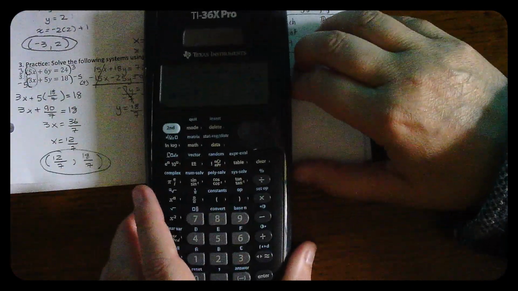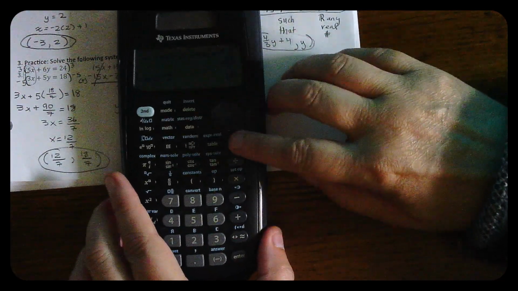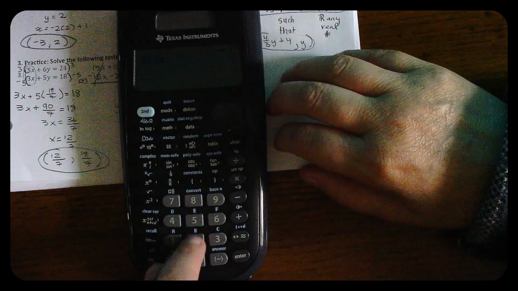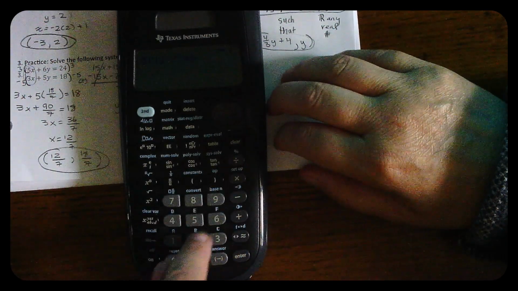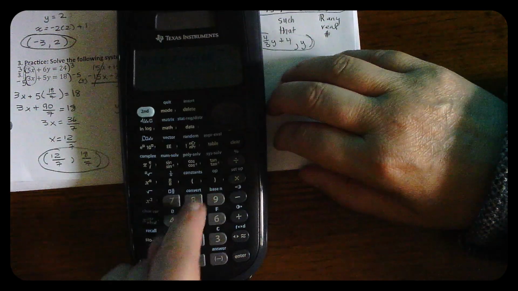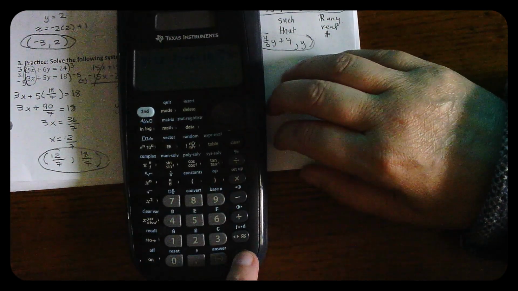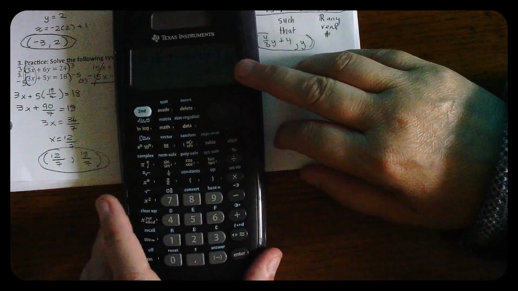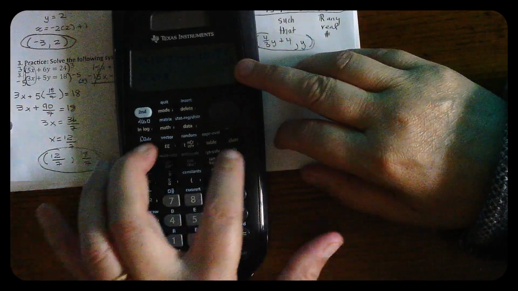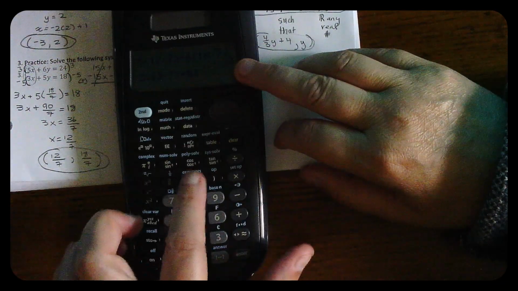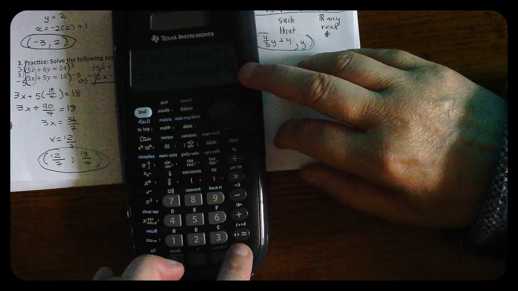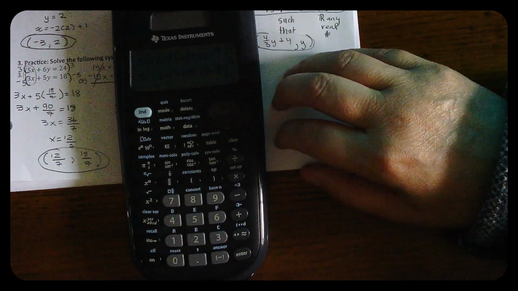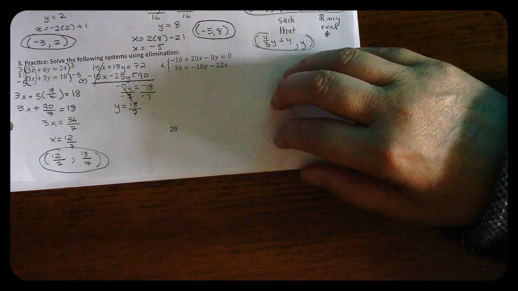You know how to do that? Did we see that? Okay. All right, so let's check our work. So we're going to plug in 5 times 12 over 7 plus 6 times 18 over 7. And when I hit enter, it should equal 24, and it does. Got to check both of them. 3 times 12 over 7 plus 5 times 18 over 7. When I hit enter, it should equal 18, and it does. So even though those solutions are kind of ugly in proper fractions, that's the correct solution.